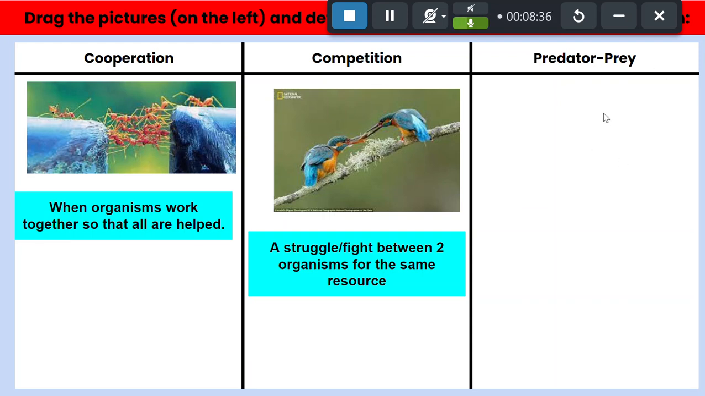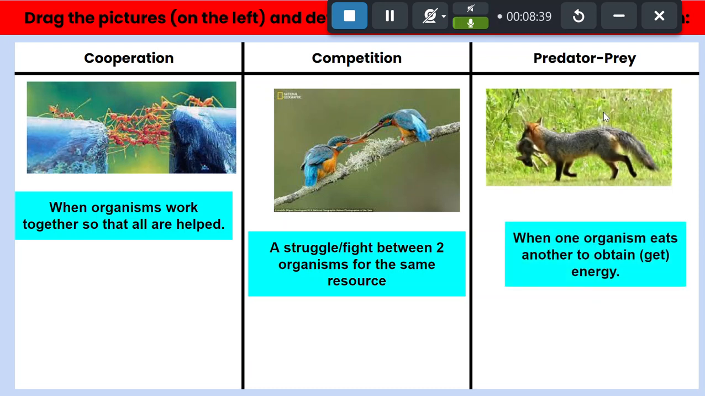Okay, and then we have our predator-prey relationship or interaction. That's when one organism eats another to obtain or get energy. So in this case, the predator is that fox. It has eaten the hare, which was the prey.